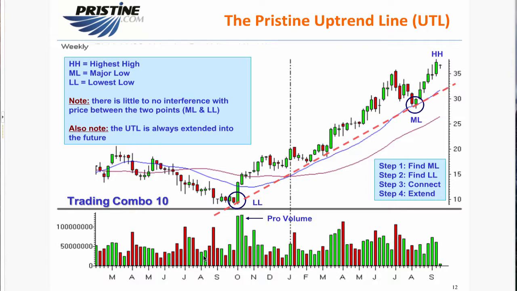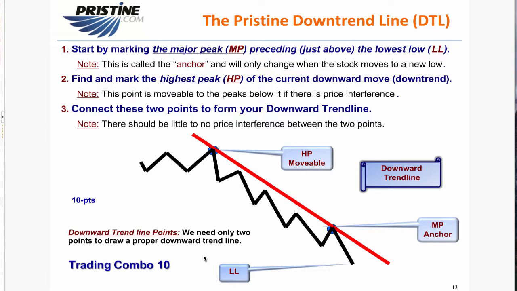The downtrend line is just the opposite. Right? You find, in this case, the major peak or the pivot high just above the lowest low. You then find the highest peak or the pivot high of the current downward move, connect those 2 points, and then extend it out into the future. And so that gives you your downtrend line. And again, as I said before, this will change as you see lower highs and lower lows made.